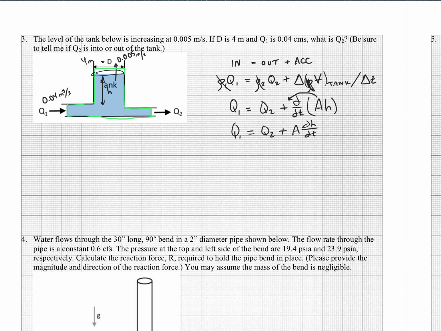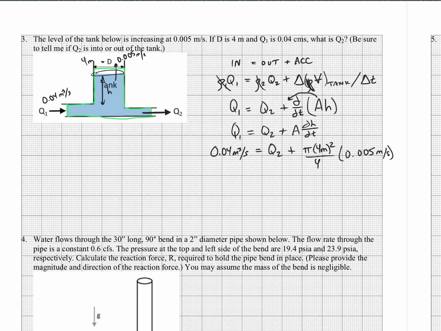So now we know everything we need to know. Q1 is 0.04 cubic meters per second equals Q2, which is what we're looking for. I assumed, by the way, that it was going out. We don't know. It could be going in. And then the area is pi times the diameter, which is 4 meters, squared, divided by 4. So that's 4 pi meters squared. And then dH dt, well, how fast is that height changing?